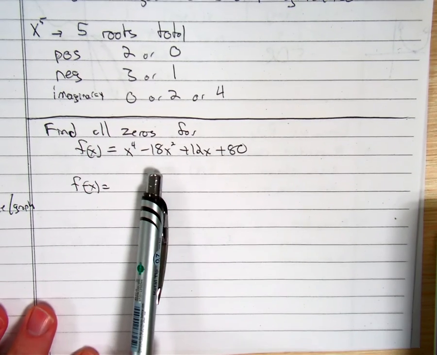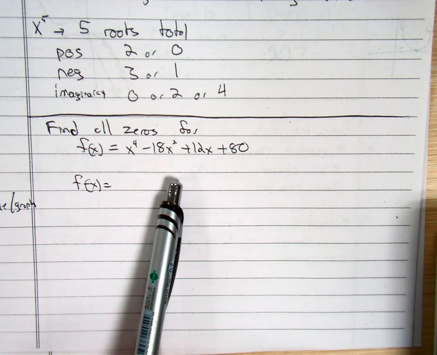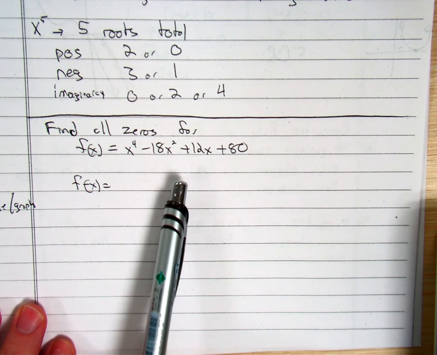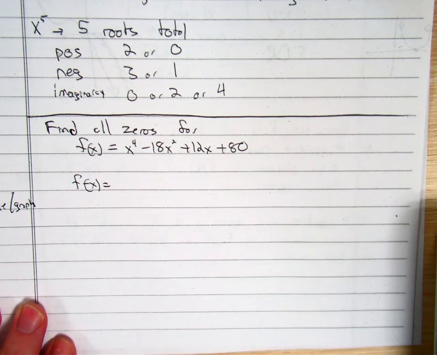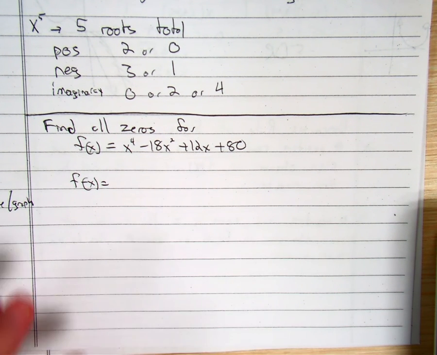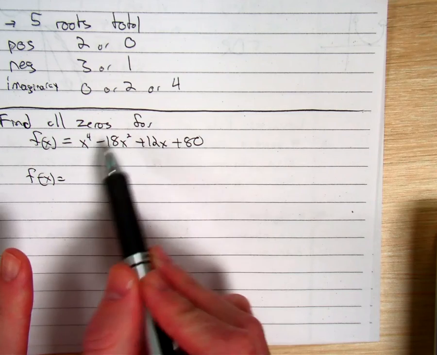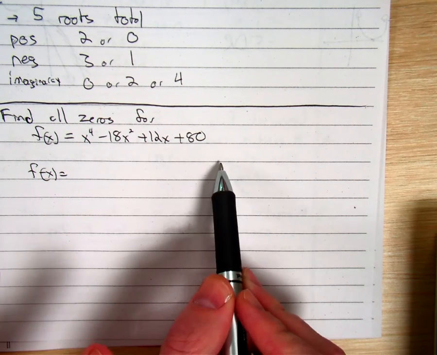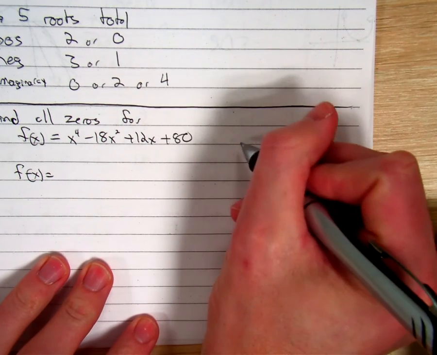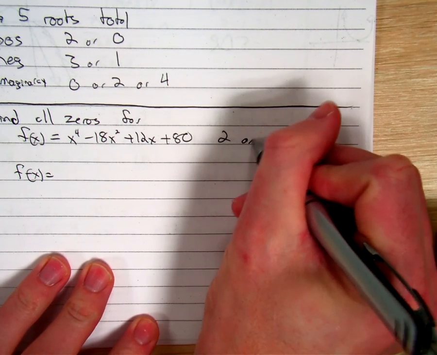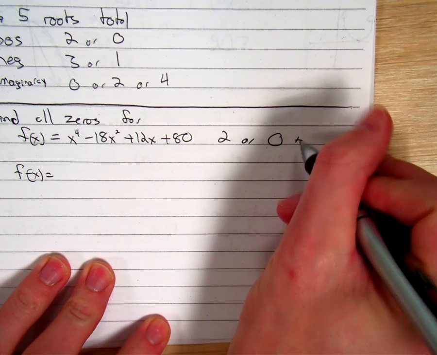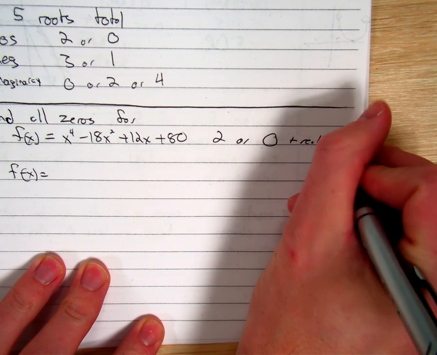Find all zeros. For x to the fourth, no x to the thirds, minus 18x squared, plus 12x, plus 80. In case this video gets reused for a later year, let's count those sign changes. Positive to a negative, there's 1. Negative to a positive, 2. Positive to a positive. So we had 2 changes, so we had 2 or 0 positive real roots.